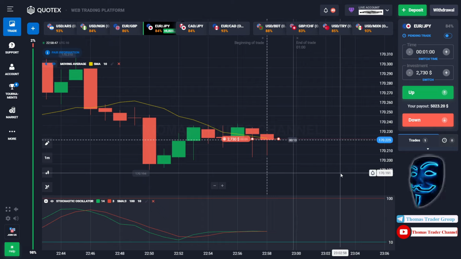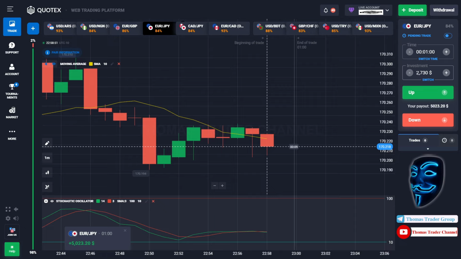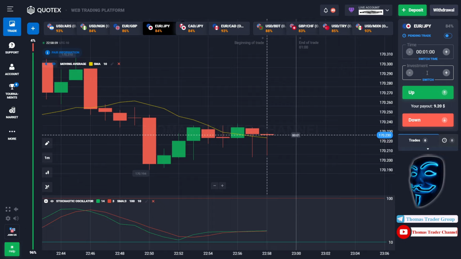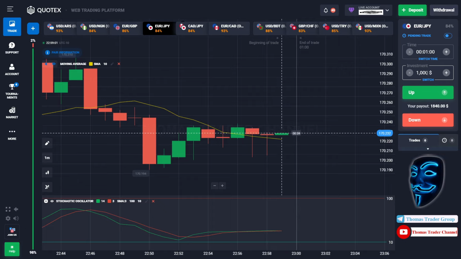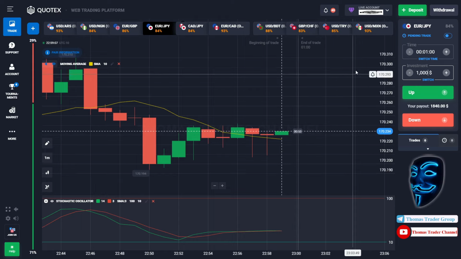We made a right prediction over here. We made a profit of $5,000. Since the max trade amount is only $3,000, let's divide it into 5. We will open 5 positions of $1,000 in the next open position. And let's find the other market.